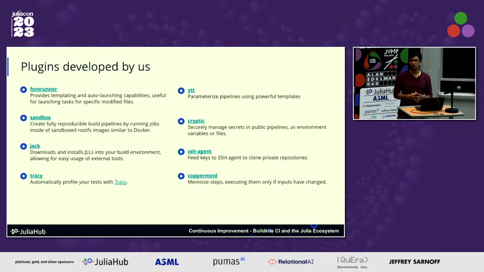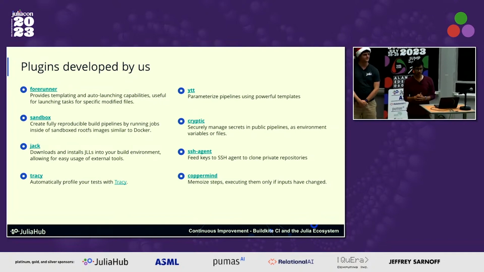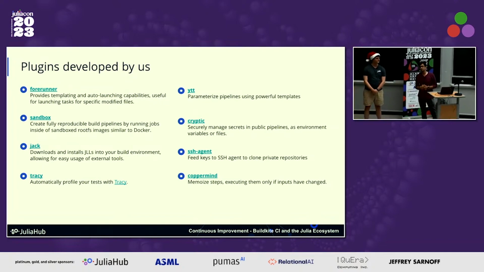Sandbox, which lets you run things in a safe, contained manner. Cryptic, which lets you deal with secrets on Buildkite itself. Jack, which lets you deal with JLLs from the whole binary builder part of the ecosystem. SSH agent, that lets you clone private repositories when you're running it in the context of organizations and your repositories are in public.